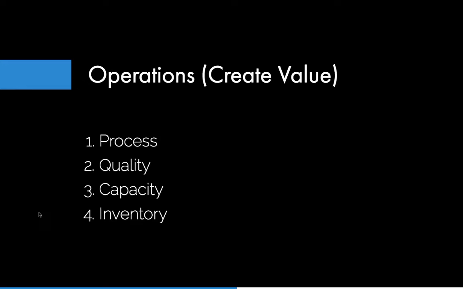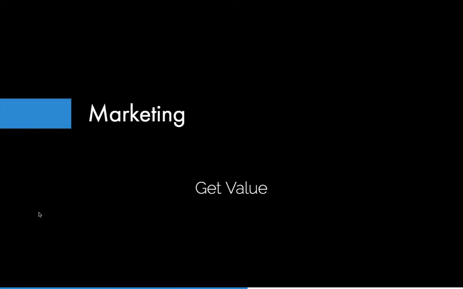Other aspects of operations, it's about product development, and then the systems involved in managing the process quality, capacity, and inventory. That is why in operations, in big corporations, usually involves systems, information systems, and how to manage the business. And then marketing. Marketing, in simple terms, is about getting value for the product you created in the operations.